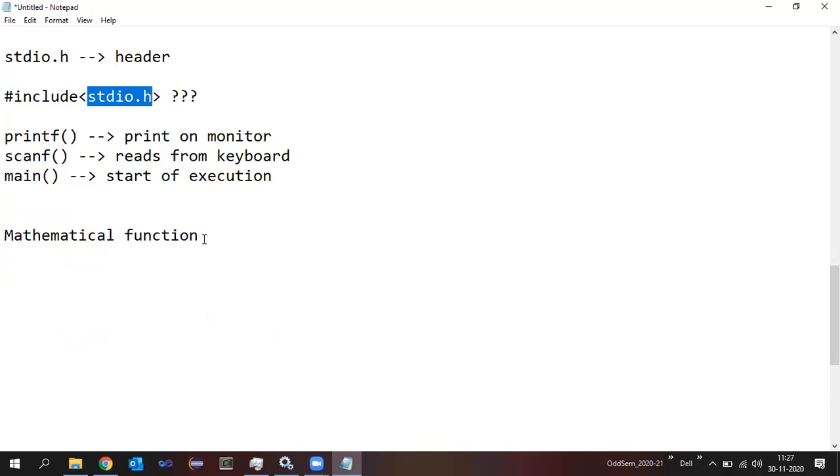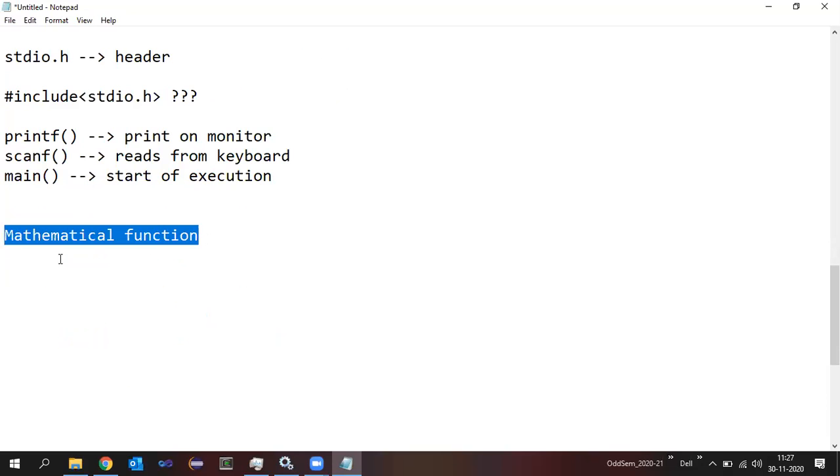In the same way, there are mathematical functions. These are also predefined functions. They are also present in one of the header files. We will discuss that header file, followed by the names of the functions, in the next class.